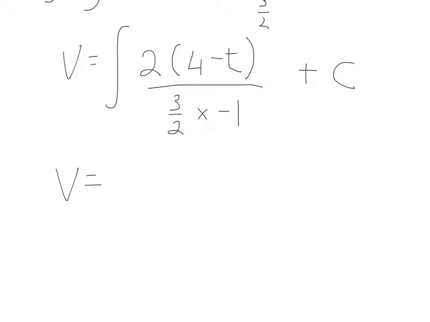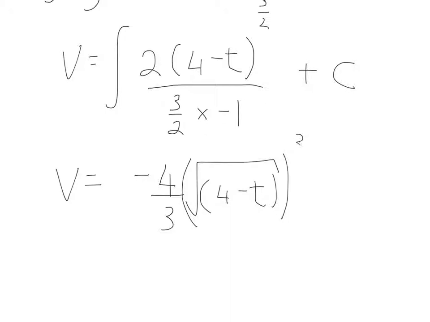3/2 times minus 1 is minus 3/2. So I've now got minus 3/2 down bottom, and I'm going to flip that over, bring it up and multiply, which would mean multiplying by minus 2/3. So that will give me minus 4/3 bracket 4 minus t to the power 3/2. So I'm going to write that as the square root of that cubed plus c.